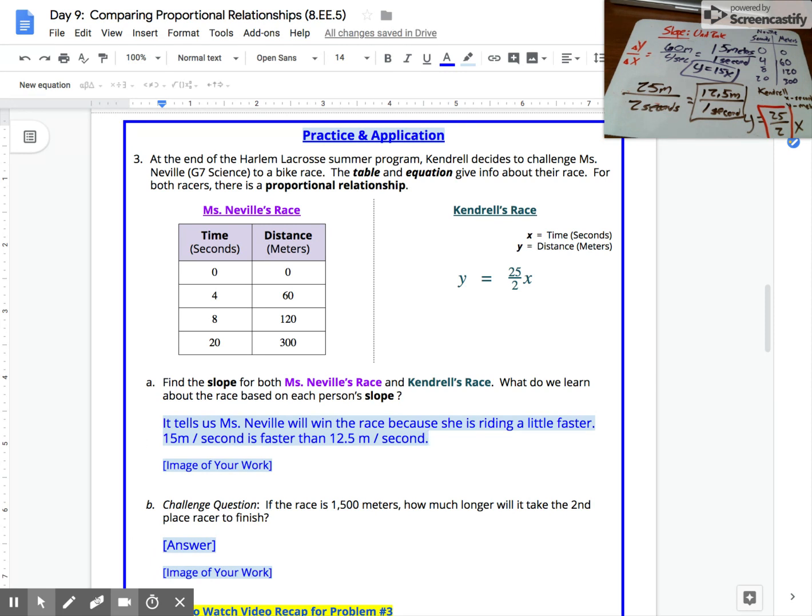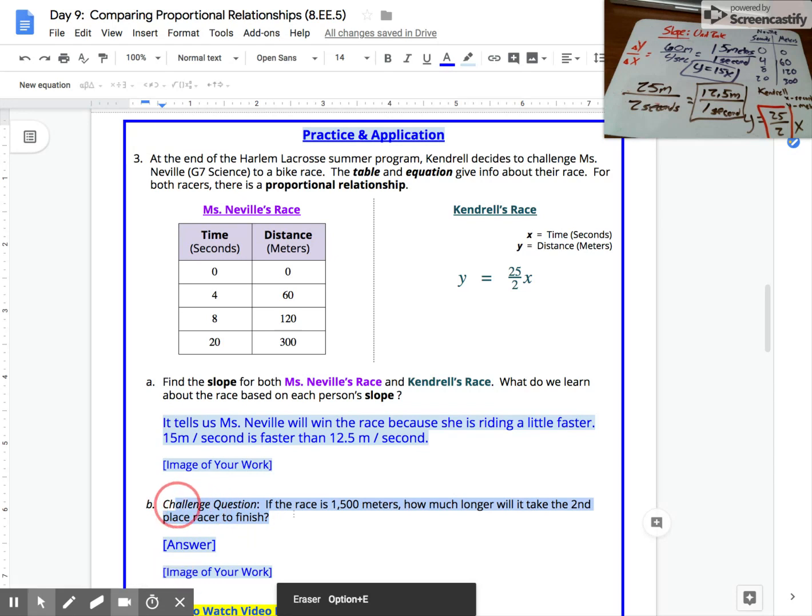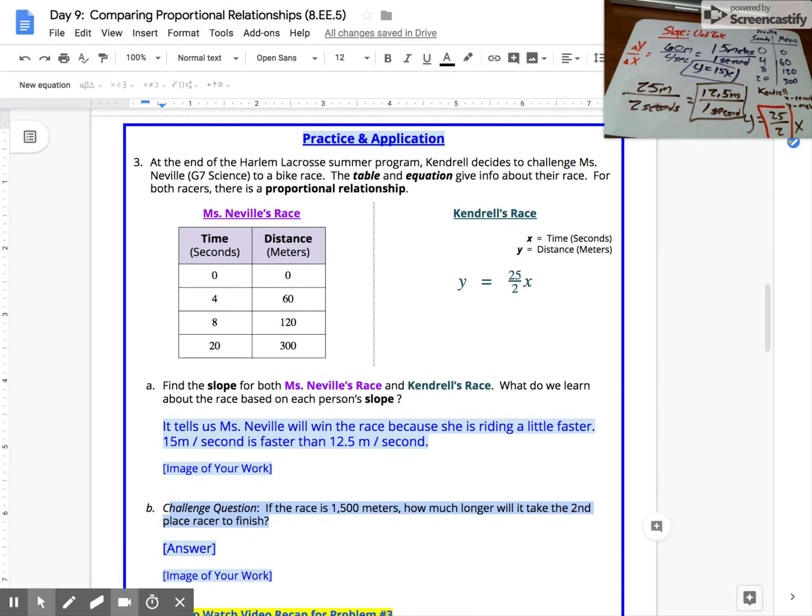For part B, because it's a challenge question, we're actually going to leave you on your own to go ahead and figure out part B. If you're a little stuck, I would encourage you to keep moving into problems 4 and 5, and then towards the end of class, you can get some help from one of the teachers for the challenge question for part B.